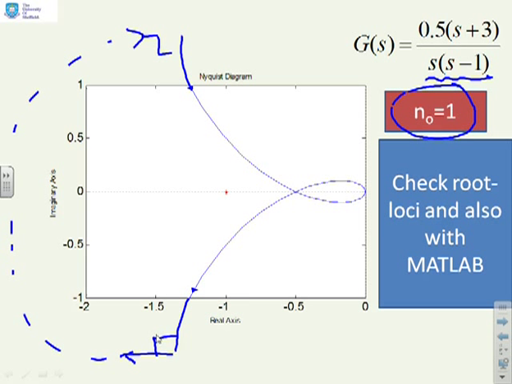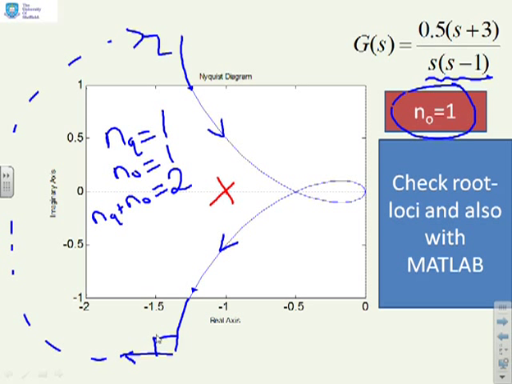Now, how many encirclements have I got? Well, what you'll see is I've got NQ equals 1. This is clearly a clockwise encirclement. You see that from the direction of the arrows. I've gone round minus 1 in a clockwise direction. That gives me NQ equals 1. I've got NO equals 1. And so therefore, NQ plus NO gives me 2, which means I've got 2 right half plane closed loop poles. So I'm closed loop unstable.